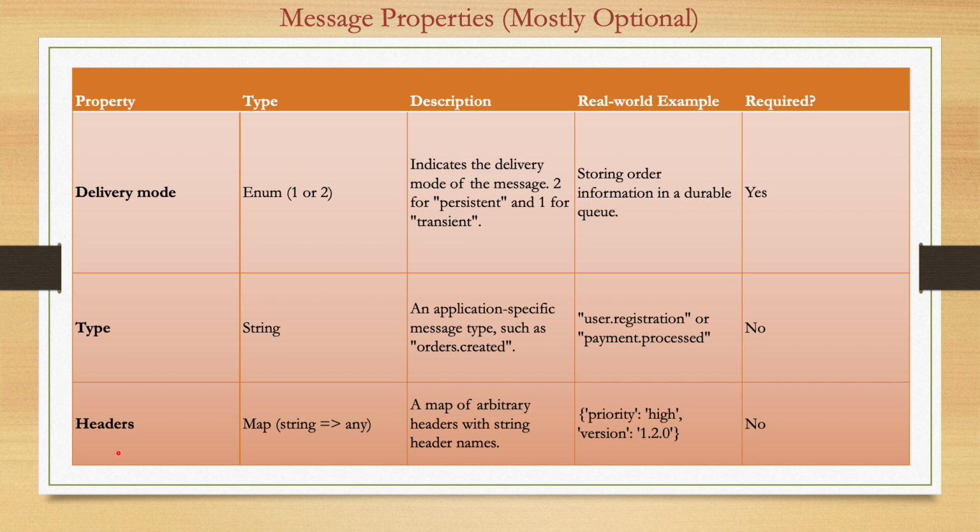Headers. Headers are an arbitrary map of key-value pairs associated with the message. They provide additional metadata or custom information about the message. You can include any string header names and corresponding values. For example, priority: high, version: 1.2.0 could be used to specify the priority level and version of the message. Headers can be used to convey application-specific or contextual information that consumers can utilize for processing or routing decisions.